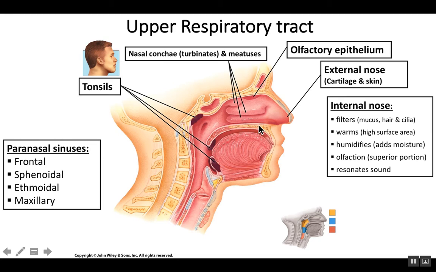This would be known as your hard palate, made up of bone. This is your soft palate, made up of soft tissue. And this part of that soft palate is known as the uvula.